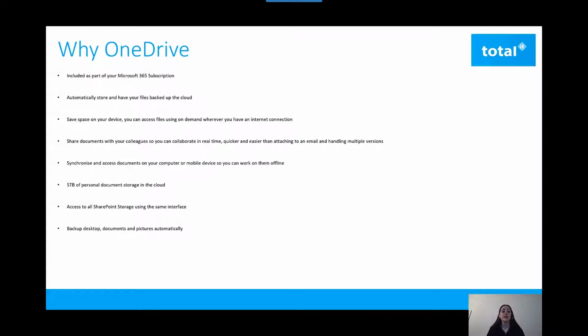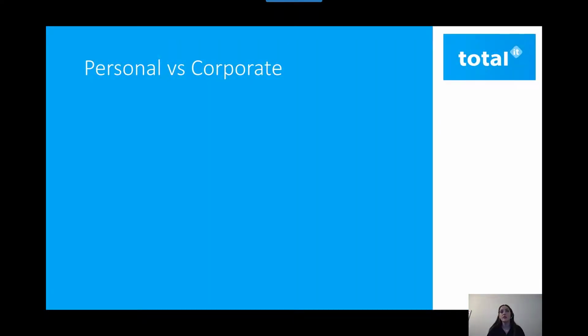You can synchronize and access documents on your computer or mobile device so you can work on them offline. You also have 5 terabytes of personal document storage in the cloud. You then have access to all SharePoint storage using the same interface, and you have the ability to back up your desktop documents and pictures automatically. Next we go on to personal versus corporate.